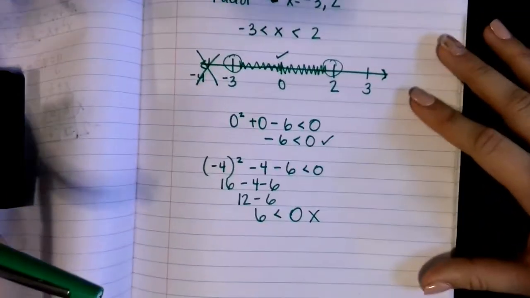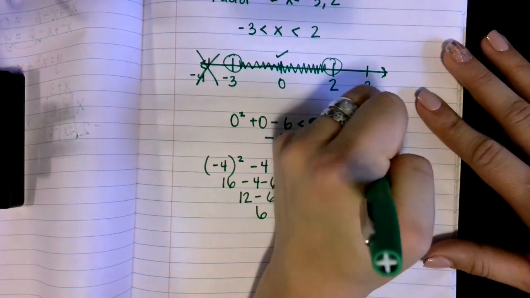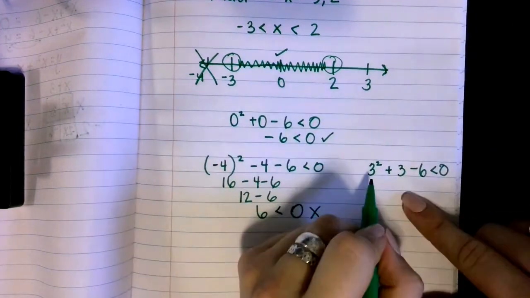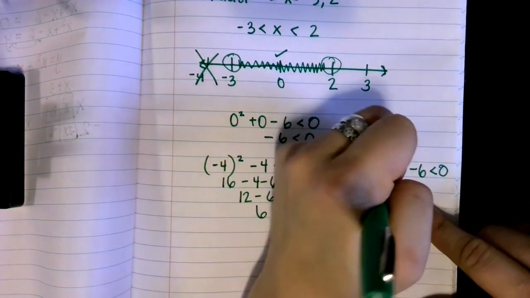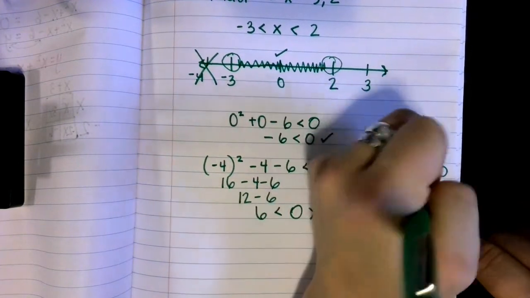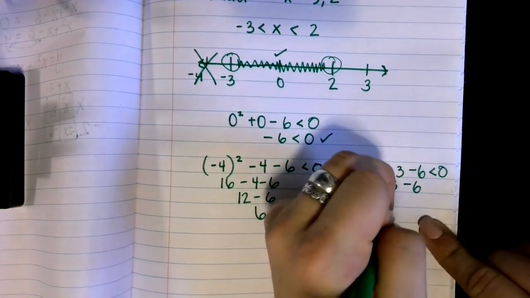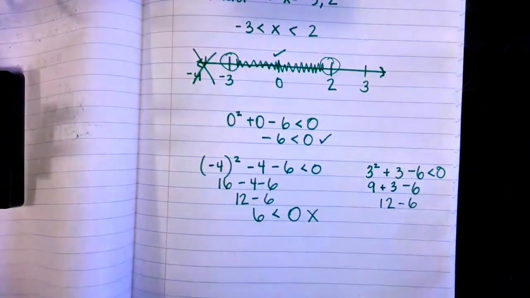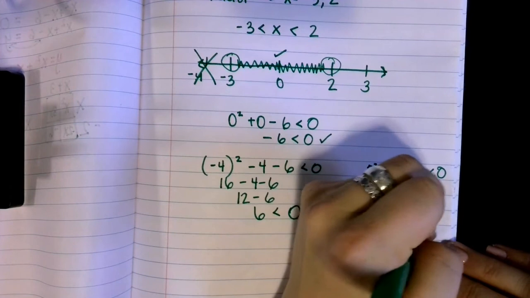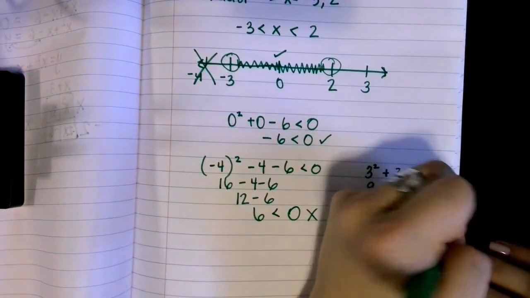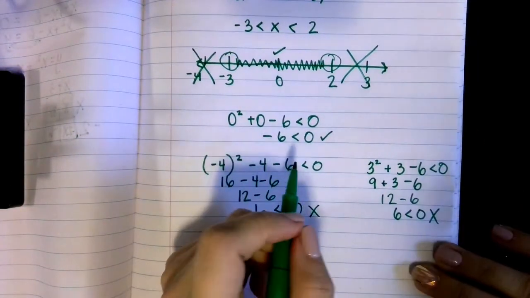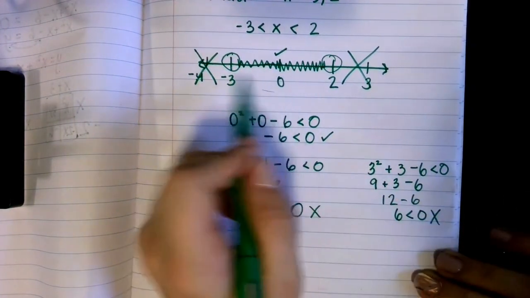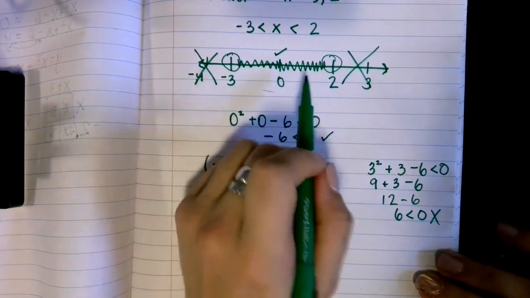And lastly, I'm going to check our 3. So we'll do 3 squared plus 3 minus 6 is less than 0. 3 squared is 9. Plus 3 minus 6. Again, I get 12 minus 6. And 6 again is less than 0. Again, not true. So I know this outside part isn't a solution either. So I can tell that the middle part is my solution because when I checked my different areas on my number line, that's the only one that worked.